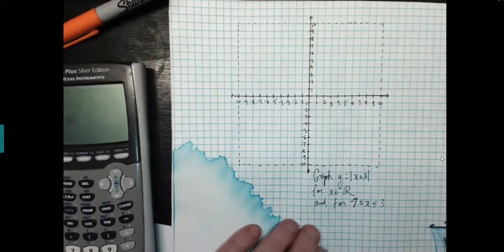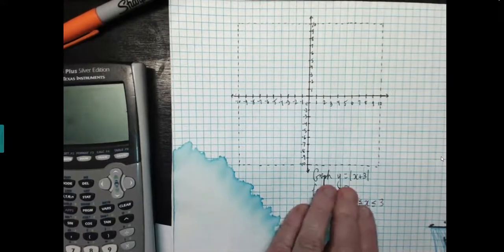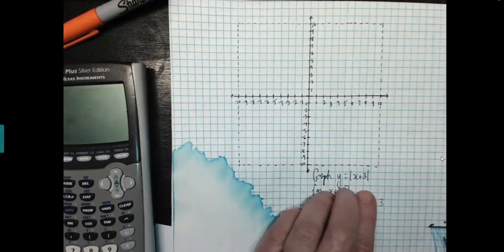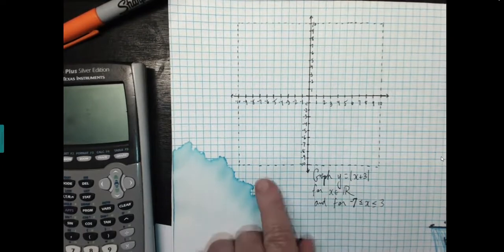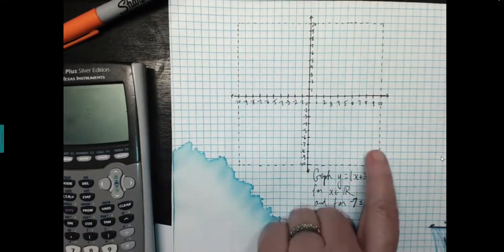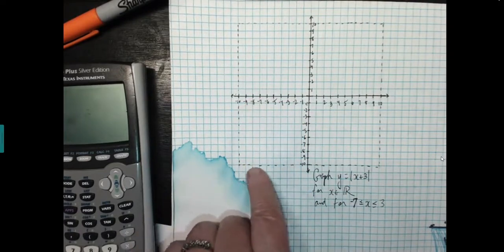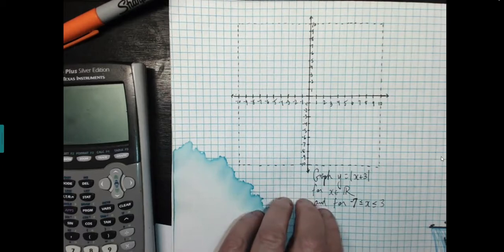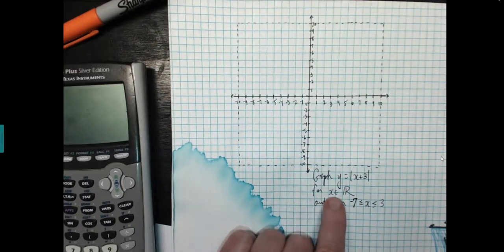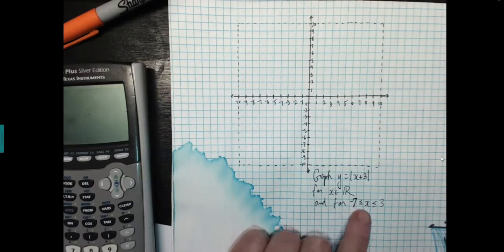In this video, we're going to graph the function y equals the absolute value of x plus 3. And we're going to do it in this standardized window that's enclosed in the dotted line, so x and y axes go from -10 to +10. We're going to do it with no restriction on the domain, so x can be any real number. And then we'll do it if the domain is restricted to these x values.